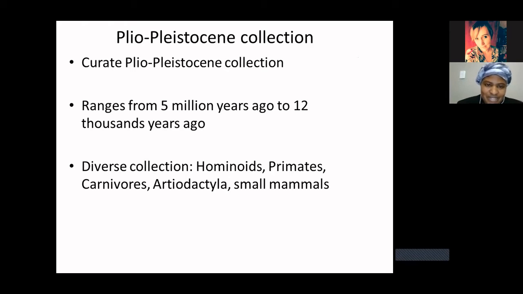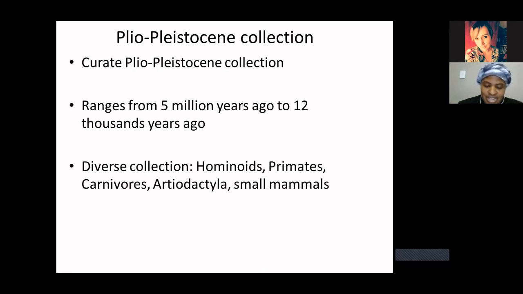I've shared a little bit about this. I'm going to zoom now on the collection that I do curate, which is the Plio-Pleistocene collection. It is called the Plio-Pleistocene because it falls within a range of 5 million years to 12,000 years. That's what defines the name, because it falls within the epoch Plio-Pleistocene.